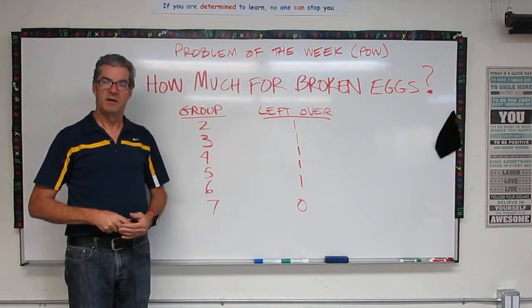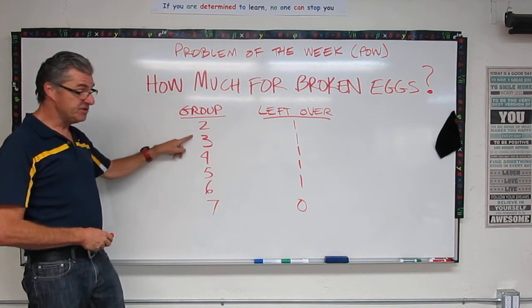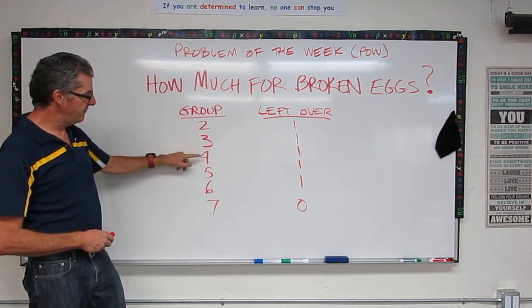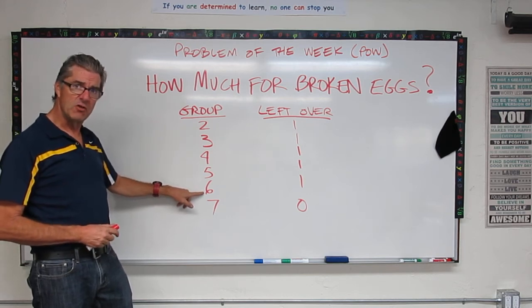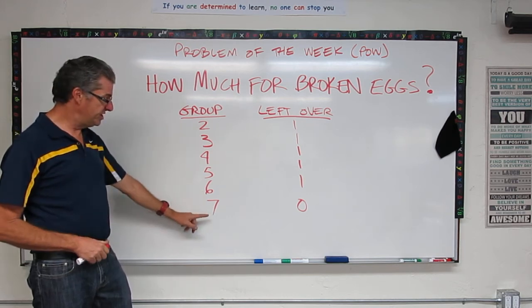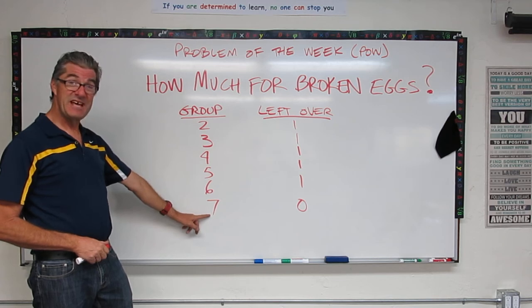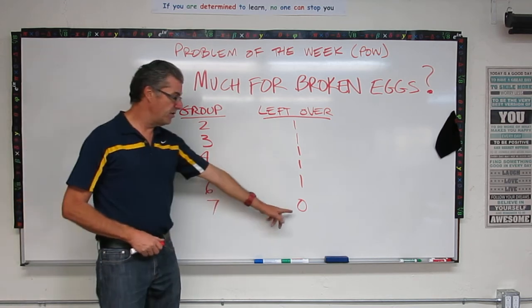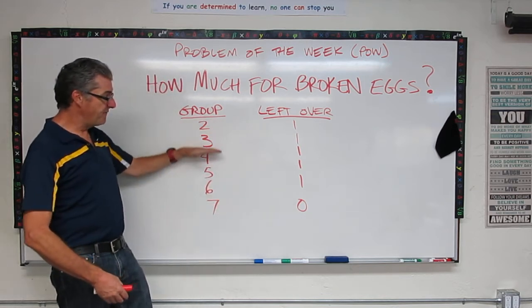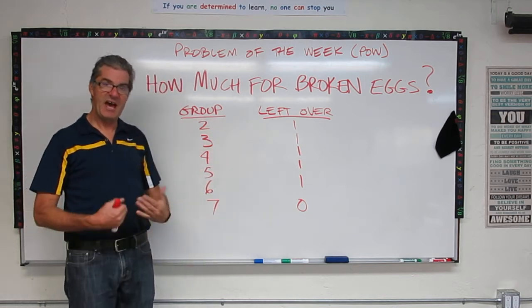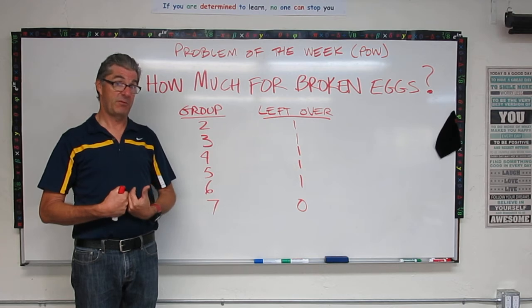So you can see I filled in the chart here. When she grouped them in 3, 4, 5, or 6, there was always 1 left over. However, when she grouped them in groups of 7, suddenly there were no eggs left over. Okay? So there's enough information here for you to actually solve the problem.